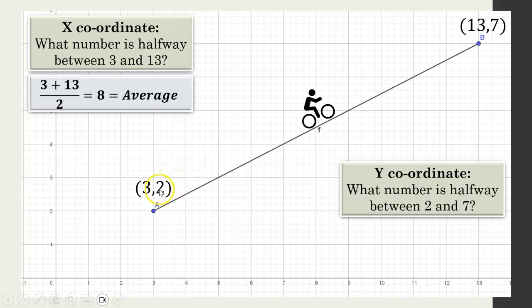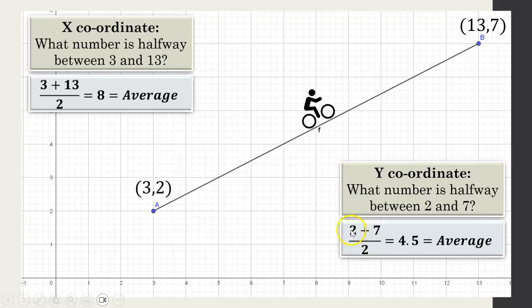So now we're looking at the y, which is 2 and 7. So we want to find the average of 2 and 7. So it's 2 plus 7 divided by 2, and that's 4.5. So we're looking at the averages: for the x-coordinate it was 8, and for the y-coordinate it was 4.5. So that means he's at 8, 4.5. So he's gone across 8, and he's gone up 4.5. Look, he's about there, halfway between 4 and 5.